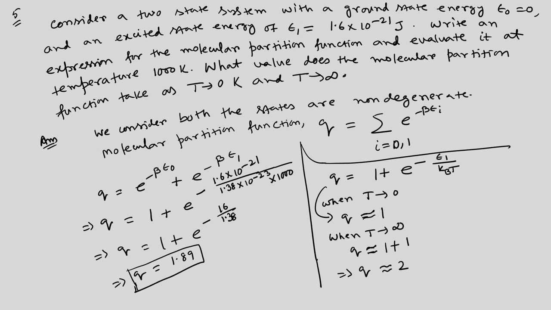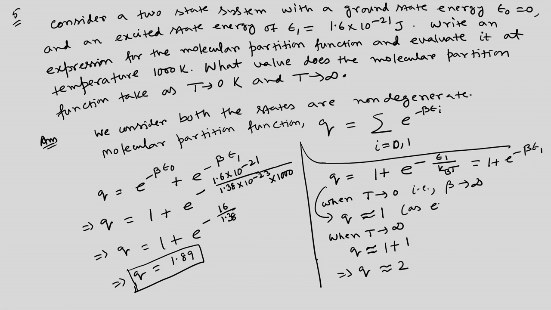Now, the second problem is what value the molecular partition function takes as T goes to 0 and T goes to infinity. We have the expression Q is 1 plus e to the minus epsilon 1 by kBT, or 1 plus e to the minus beta epsilon 1, whichever you consider. When T goes to 0, beta goes to infinity. If you substitute beta as infinity, the second term of the expression, e to the minus beta epsilon 1, goes to 0.